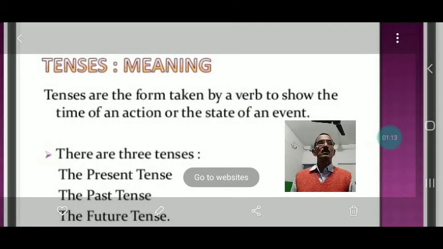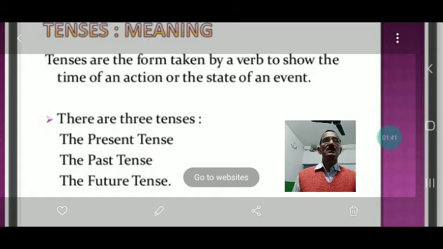Tenses are the form taken by a verb to show the time of an action or the state of an event. It also tells us the time taken in order to perform an action, that is referred to as tense. There are three tenses. Number one, the present tense, the past tense, and the third one is the future tense.